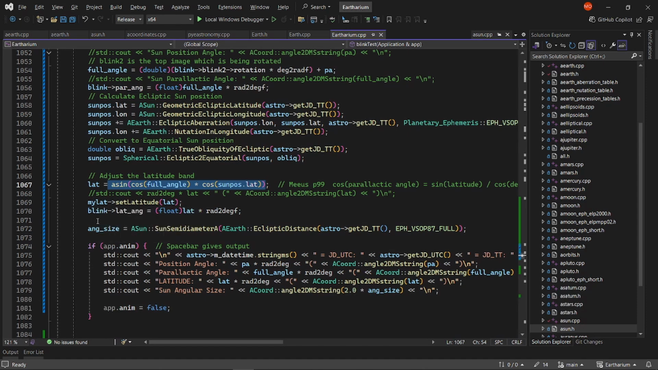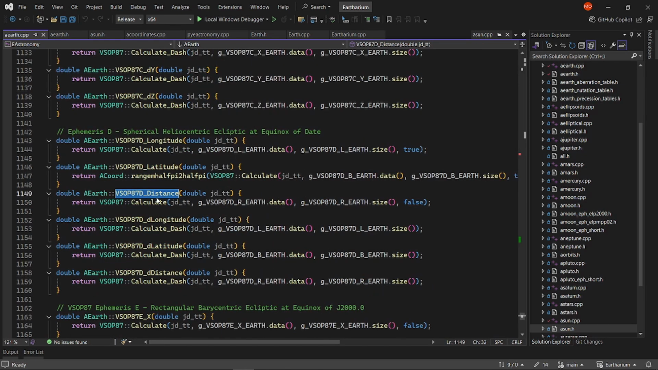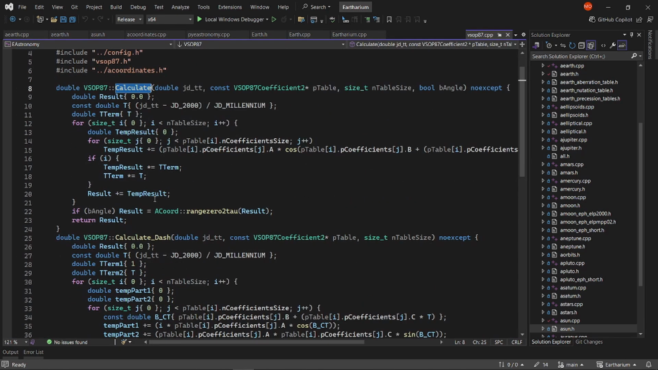Here's the calculation of the sun's semi-diameter. I take the distance between the sun and the earth, and we can have a look at that. That goes in here because I'm using the full precision of VSOP, and the calculate function looks like this.